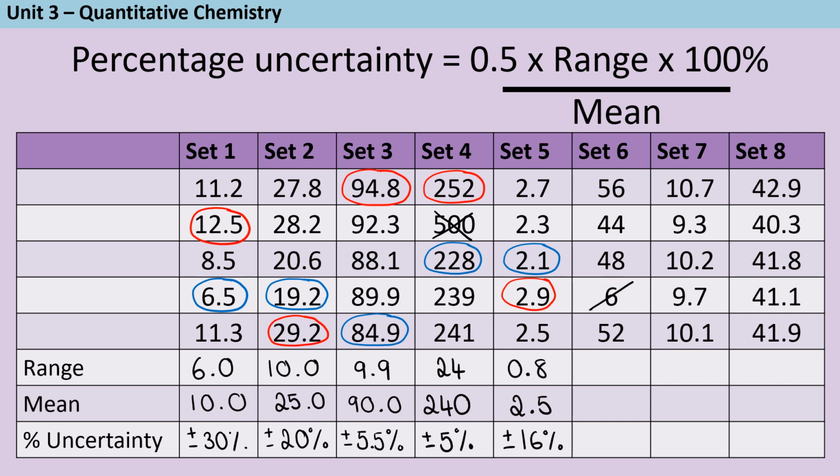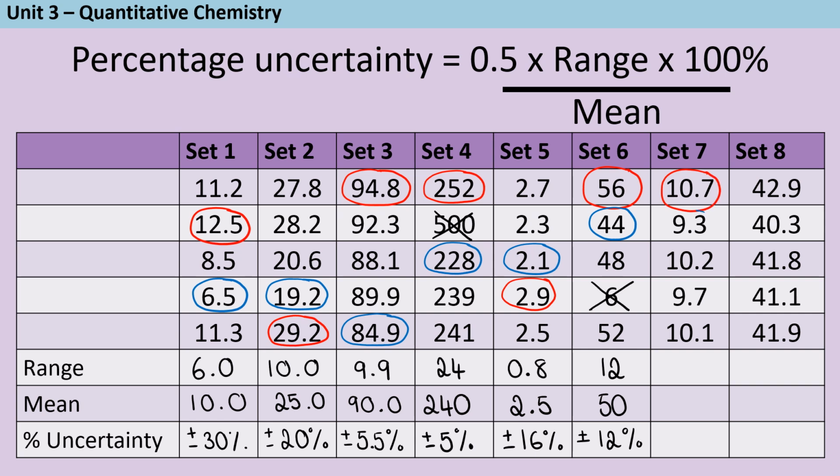And then in set 6, we've got another anomaly. This number is far smaller than the others, so there's obviously been some kind of error in the measurement here. So looking at the remaining data, the largest number is 56 and the smallest number is 44. So my range is going to be 12 and my mean is 50. And so that gives me a percentage uncertainty of plus or minus 12%.